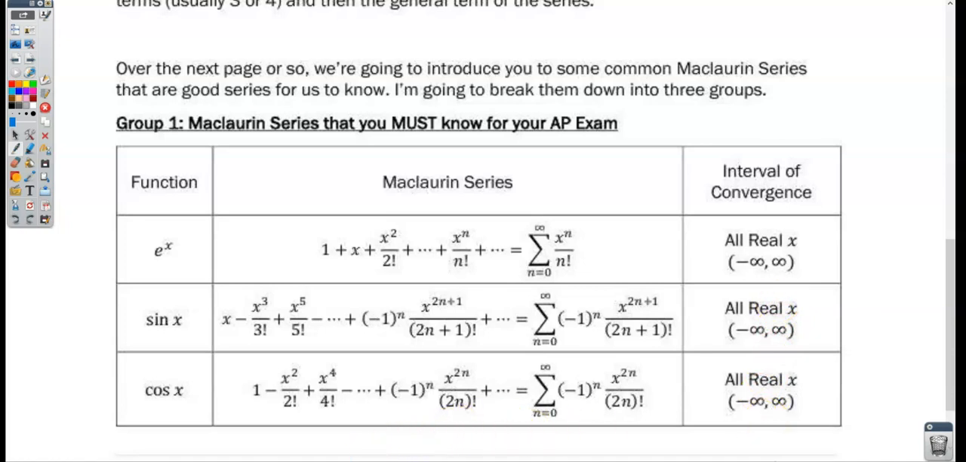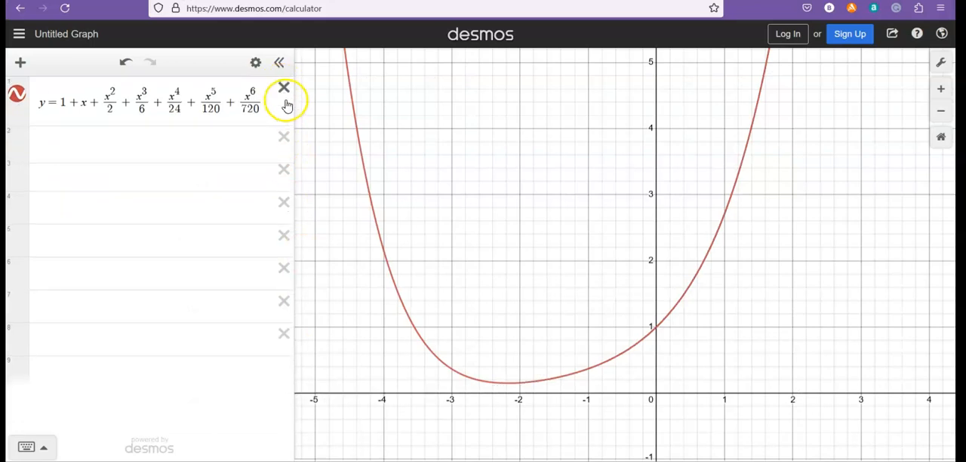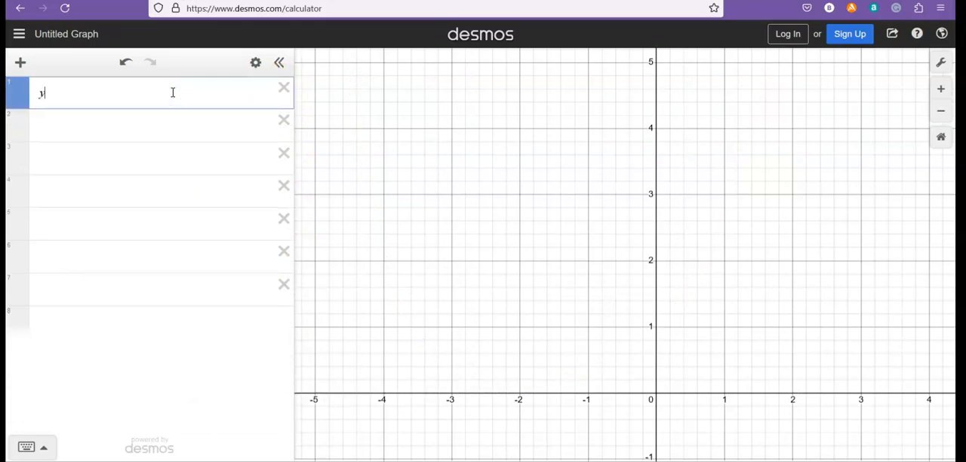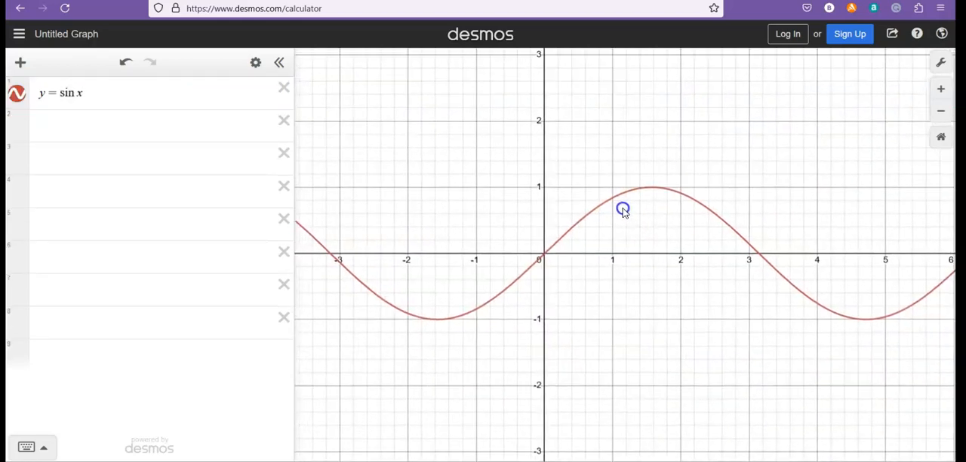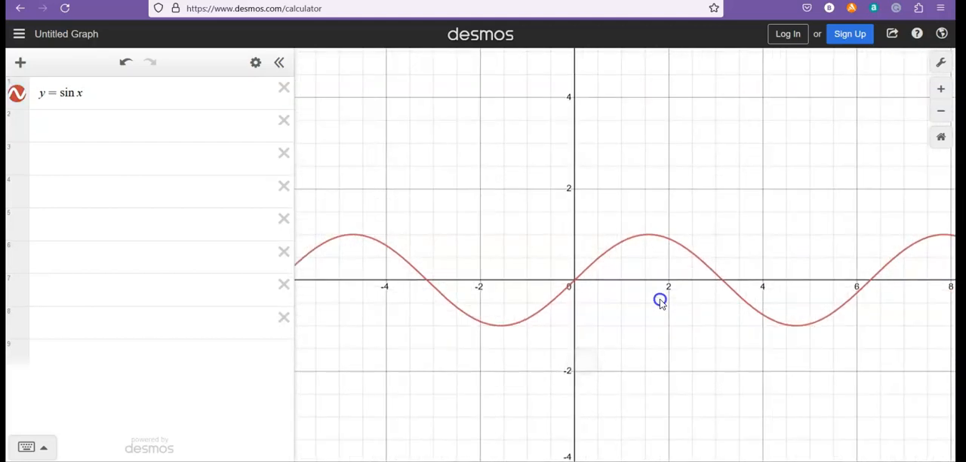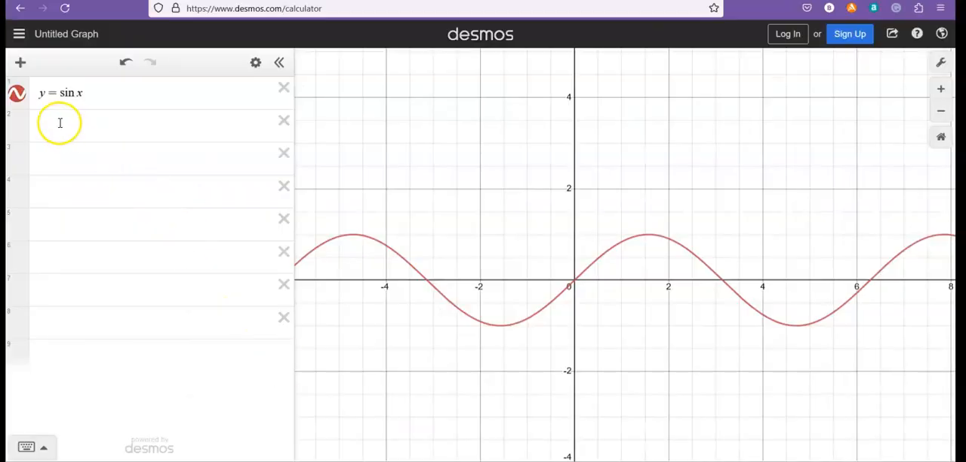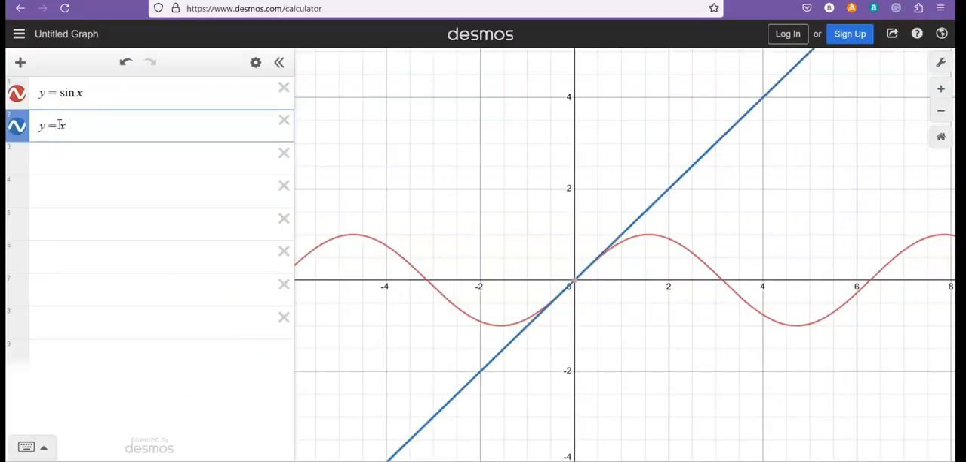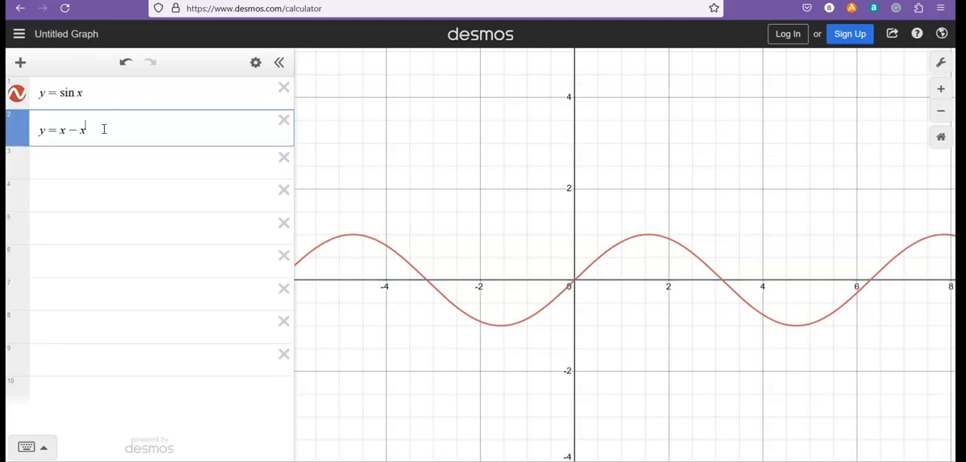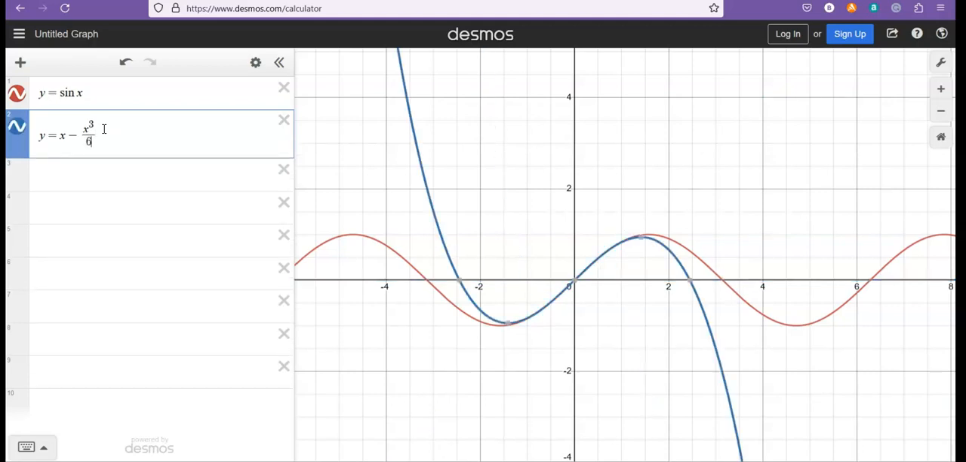And let's do exactly what we did with e to the x, except with the sine of x curve. We've got y equals sine of x. All right, so there's our sine curve. And we're going to go ahead and add term by term. The first term is x. So we're going to have y equals x. And you see how closely y equals x looks to this curve, very close to 0, but then it falls away. And as we add more terms, we're going to add minus x to the third over 3 factorial.